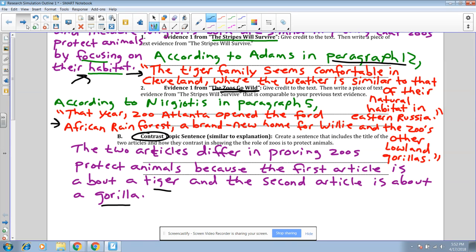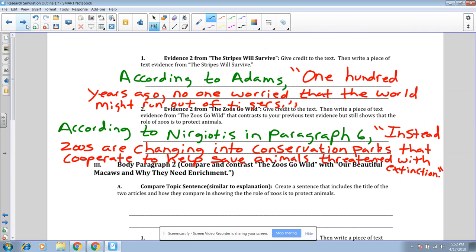Well, now when we look for text evidence here, we simply need to find a piece of text evidence that proves this first article is about a tiger. Okay, so we're looking for one sentence, maybe two, but one would do it, that proves this article is about a tiger. And then same way with this one, we're looking for a sentence from the second article that proves this article is about a gorilla. Okay, so first text evidence proves it's about tigers, and our second one proves it's about gorillas.